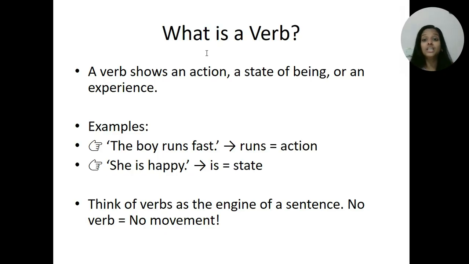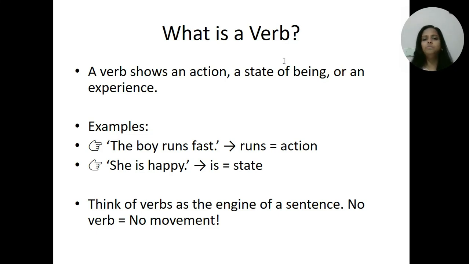So make sure you stay till the end because verbs are the heartbeat of English and you don't want to miss this. Okay, first of all, what is a verb? It is a word that shows an action, a state of being, or even an experience. In simple words, verbs tell us what someone does, what someone is, or sometimes what someone feels. For example, the boy runs fast. Here, runs is the verb because it shows action. She is happy. Here, is is the verb because it shows a state of being.